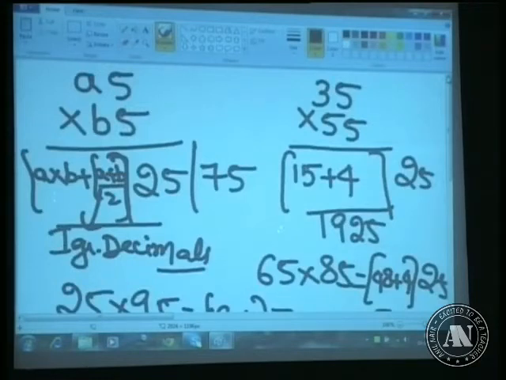Please make a note. Solve anything, just mug up the formulas. Either 25 or 75. Clear?